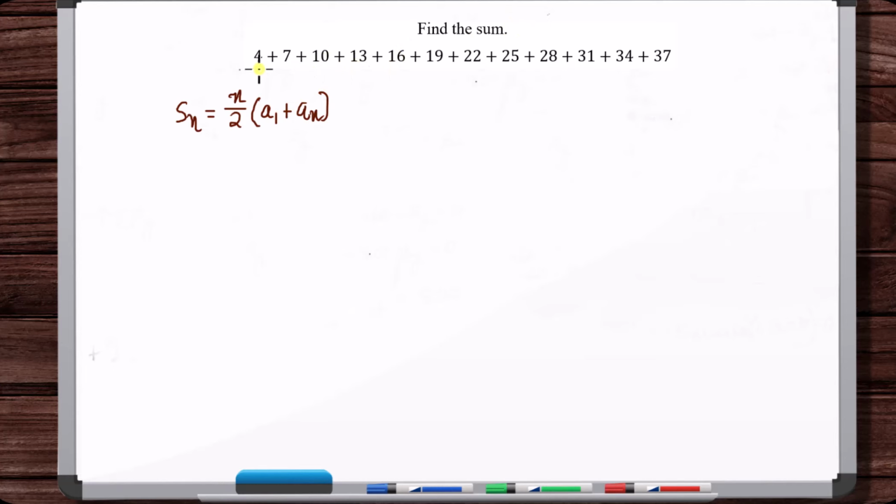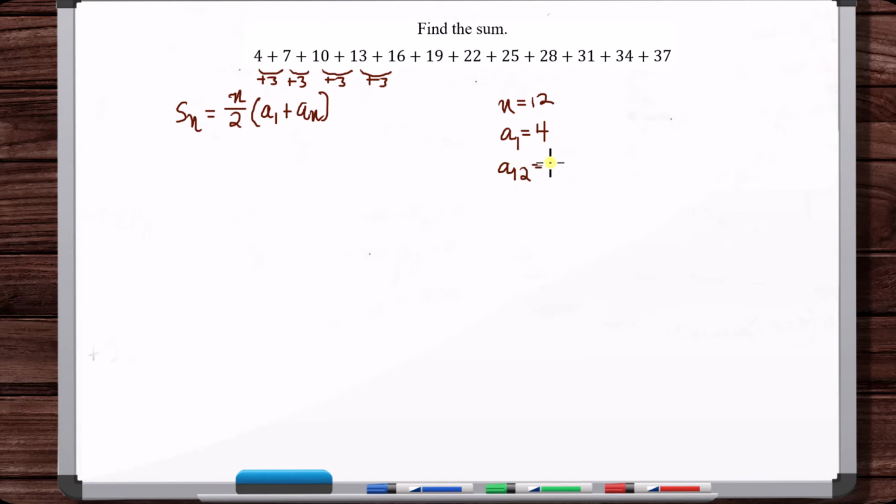Okay, but it doesn't tell us that this is an arithmetic sequence yet, but I'm assuming it is. So you go from 4 to 7, that's adding 3, 7 to 10, that's adding 3, 10 to 13, that's adding 3, 13 to 16, that's adding 3. Okay, well, we can count the number of terms. So 1, 2, 3, 4, 5, 6, 7, 8, 9, 10, 11, 12. So we're going to be doing this for 12 terms. Okay, we know that a sub 1, the first term, is equal to 4. Okay, do we know a sub 12? Yeah, we do.